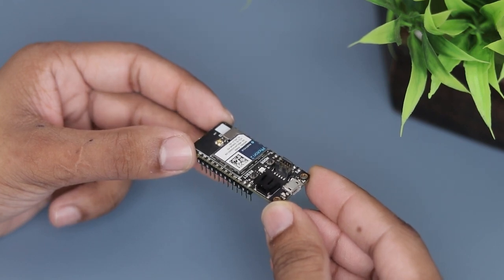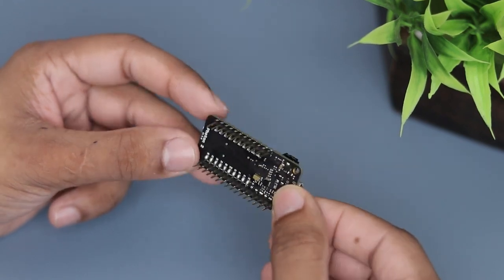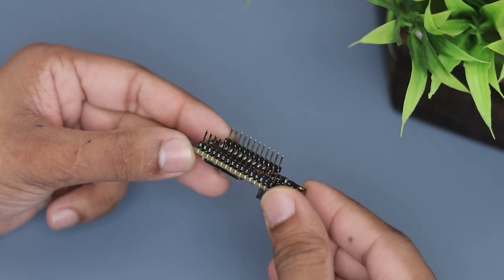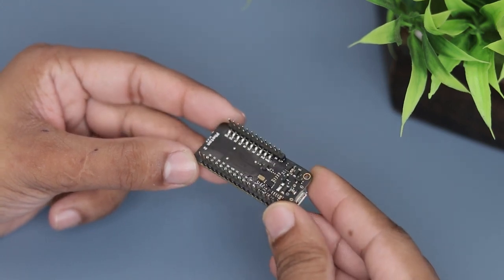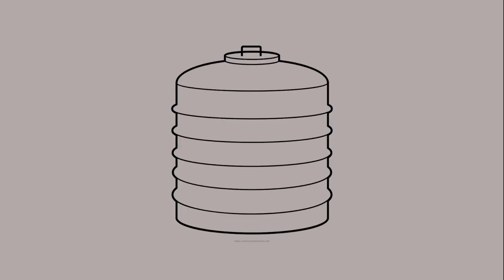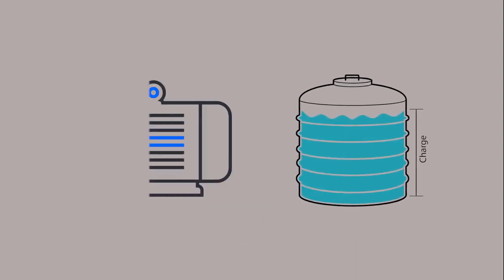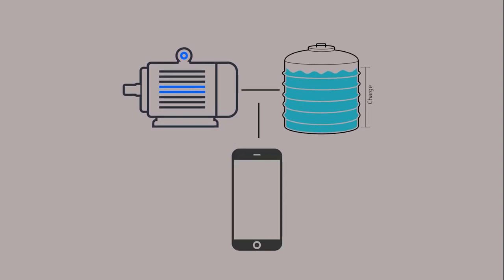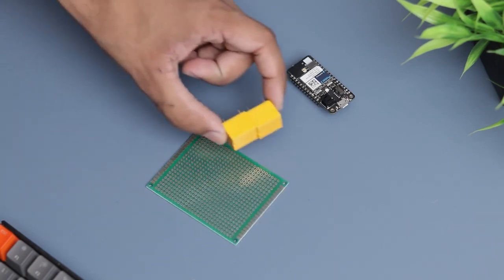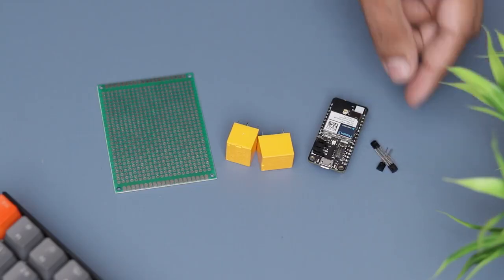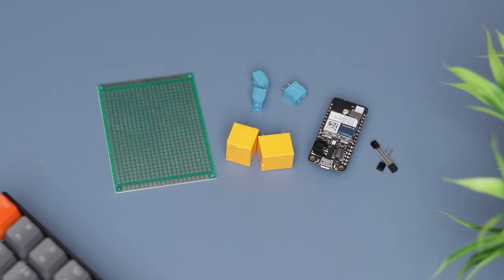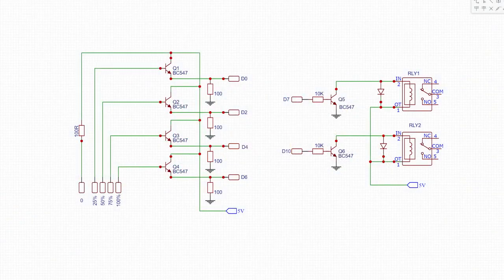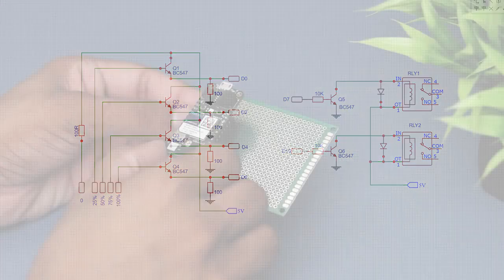Now let's create a project using this board. I'm going to build a straightforward home automation project, a water tank level monitoring system. This system will monitor the water level of the tank and automatically control the water pump. You can monitor the system from your phone or computer. To create this project, you will need a Photon 2, a blank PCB, 5V relays, few NPN transistors and some connectors. Now let's follow this circuit diagram for connection.